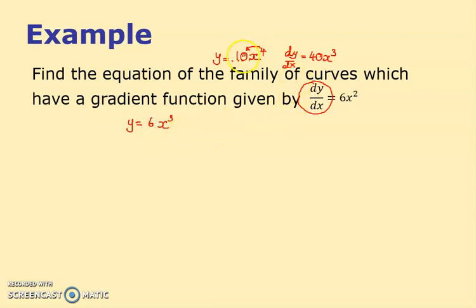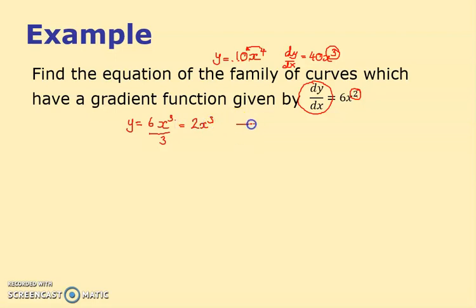Now, when I did this, the 4 came here, which gave me the 3. You can see quite clearly that 2 has become 3. But I think I've got to divide by that new power. And that gives me 2x cubed.